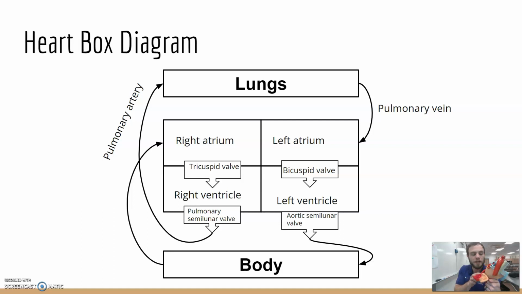When it contracts, blood will pass through the aortic semilunar valve. Very, very difficult to see on this model all the way at the back there.